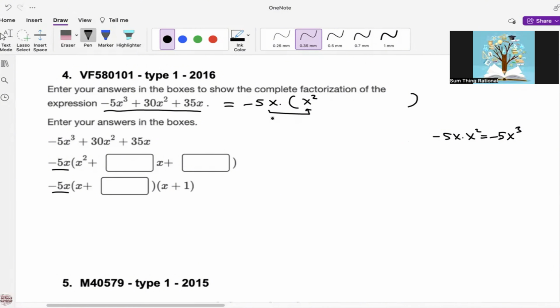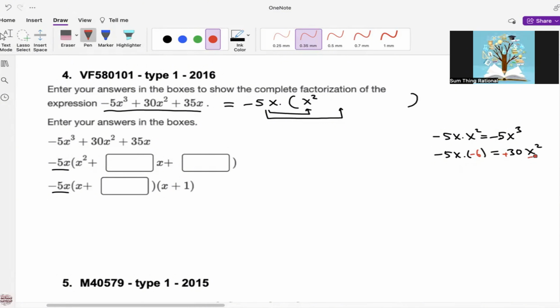Second question: what do I multiply with negative 5x to get 30x squared? Even you can write it here. Negative 5x multiplied by what will give you positive 30x squared? Negative 5 times what is positive 30? Definitely it should be negative. So 5 times what is 30? 6, yeah? 5 times 6 is 30.